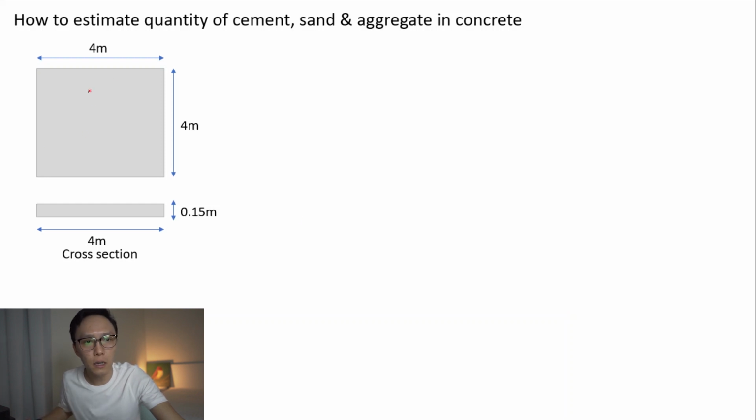So this is a slab and this is the cross section of a slab. The slab has 4 meters length and 4 meters width, and the thickness or depth is 0.15 meter. So the first thing we need to do is to identify the total volume of the slab.